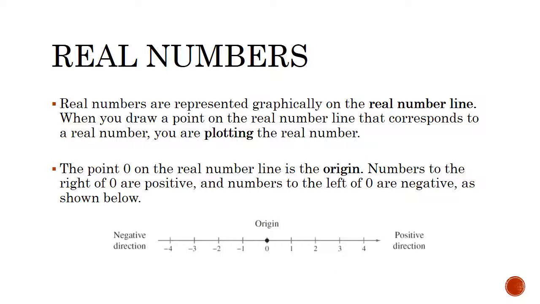Now you can represent real numbers graphically on the number line. You've done this since elementary school. When you draw a point on the number line, that's called plotting the point. 0 is called the origin, and to the right of 0 is the positive direction. To the left of 0 is your negative direction.